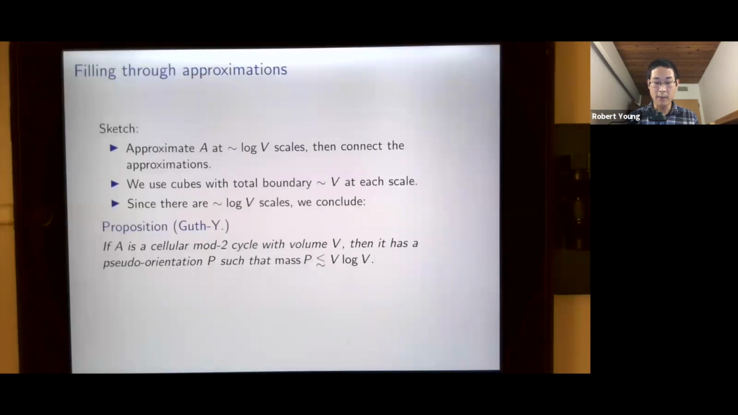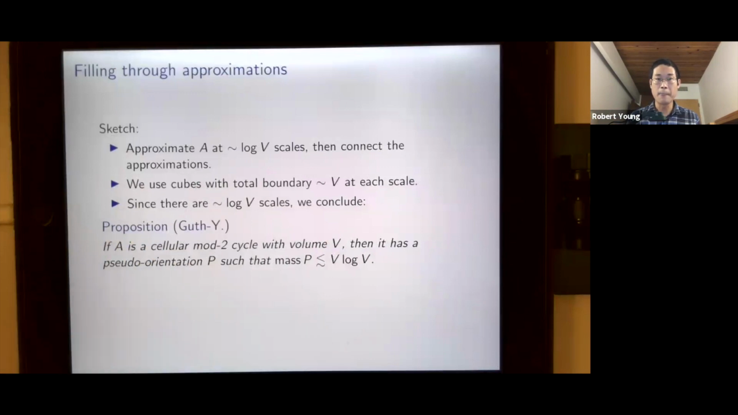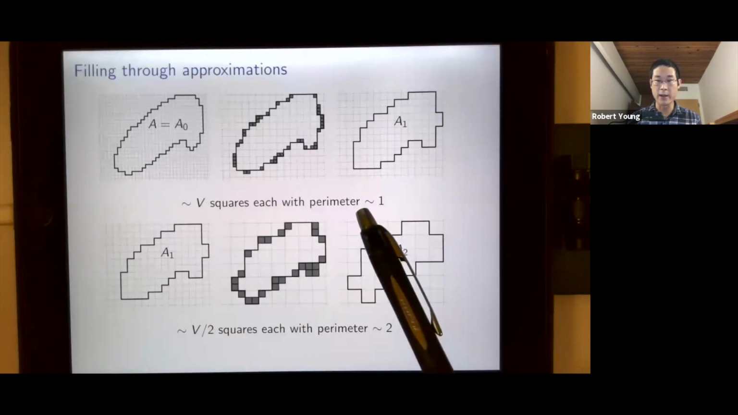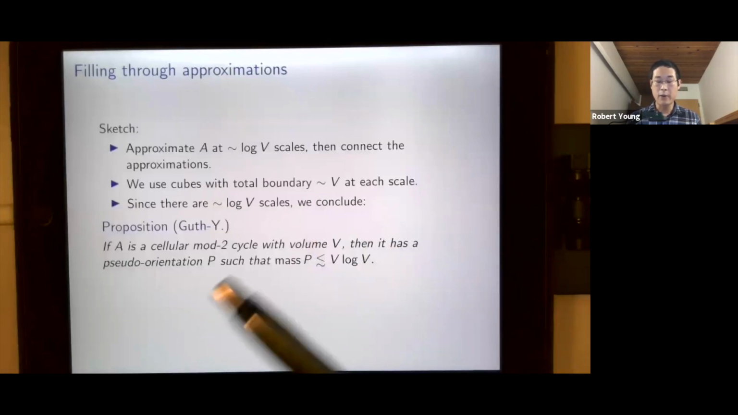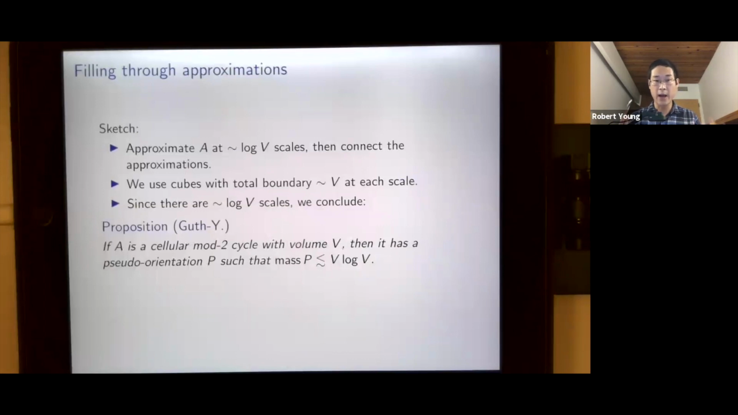In practice, what you end up with is log V many approximations that are each connected by one of these annuli. In each annulus, as you increase in scale, you start with V squares with perimeter about 1 each. Each time you go up in scale, the perimeter doubles, but the number of squares roughly halves. So at each scale, you're using about the same amount of boundary, about V boundary. And because there are about log V scales, you can conclude that you have a pseudo-orientation of A whose mass is at most a constant times V log V.